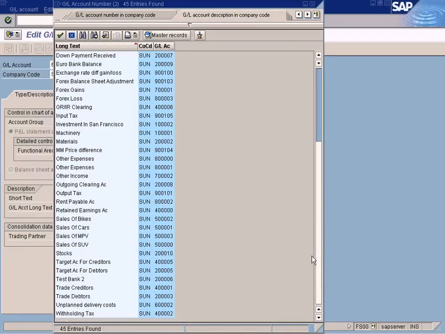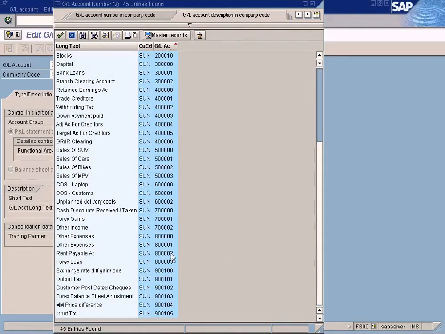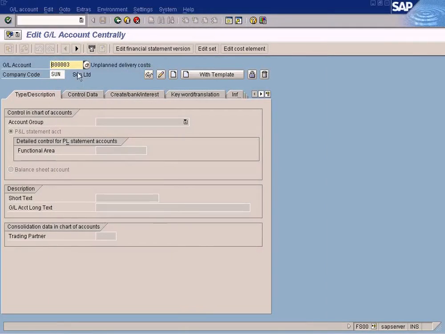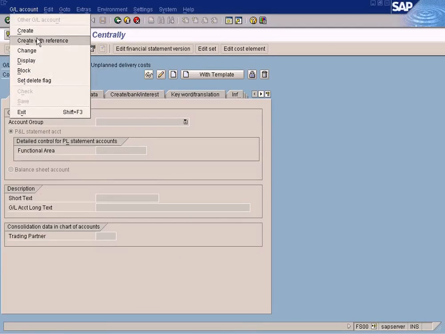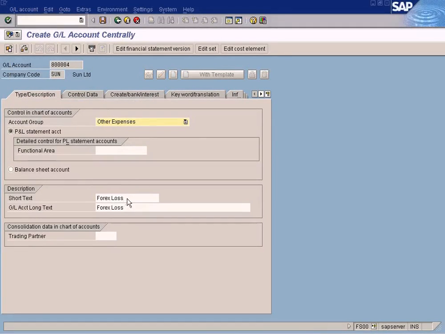I'm going to choose own consumption account. It is actually an expense account, because since we are using the goods for our own consumption, we need to post it to an expense account. Other expenses, expense account series is 8. Okay, what is the last number? Forex loss, so we use number 4, and I copy from the last one, which is this. Enter.